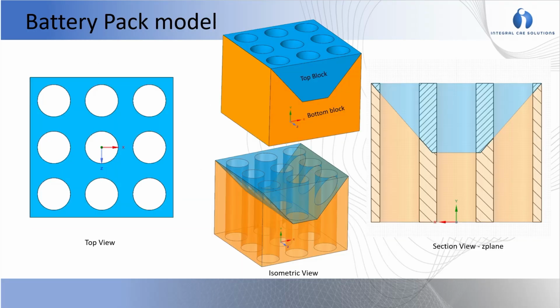This is going to be our battery pack model. On the left side, you are looking at the top view. These are through holes which represent the battery cells. This design is composed of two blocks. First is the top block and there is a bottom block. Both of these are PCM materials separated by adiabatic walls. This means they cannot transfer heat to each other. On the right you can see the cut section of the same, showing how those blocks are split into two.